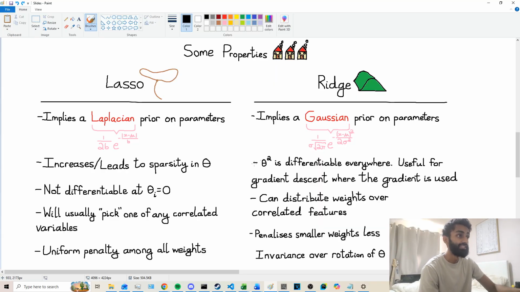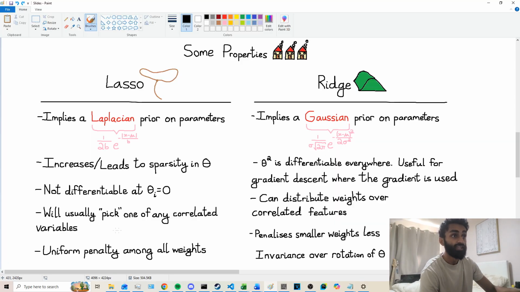So in the case of ridge, like I mentioned before, because of squaring, our theta i squared times lambda is differentiable everywhere, unlike when we take the absolute value. This is quite useful because when you use, say, gradient descent, this explicitly requires the gradient to compute each step. So it being differentiable everywhere means you can easily calculate every single step.